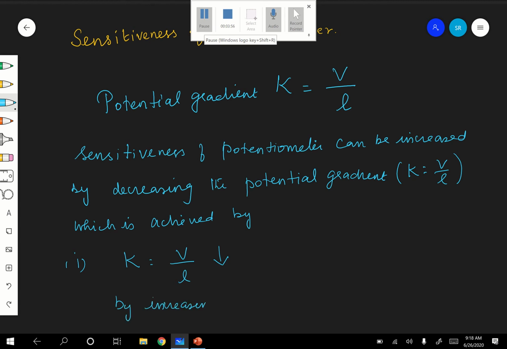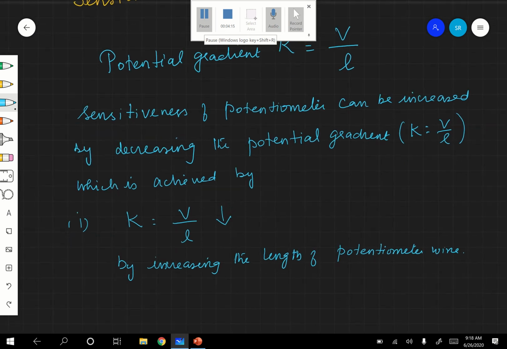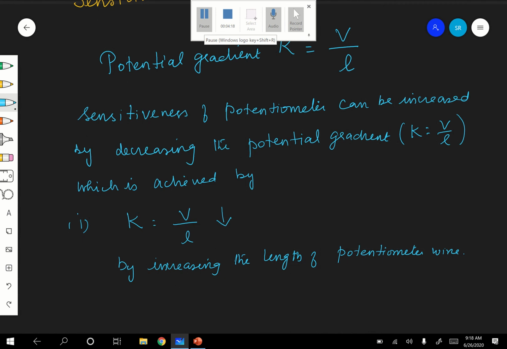By increasing the length of the potentiometer wire. That is why I told you in our lab, why are we going for a 10-meter wire? Because its sensitivity will be more, therefore it is more accurate. The readings will be more accurate. That is why we are going for a 10-meter wire.